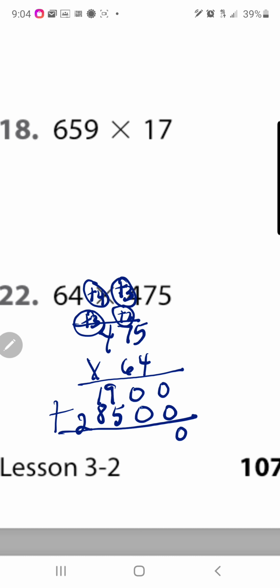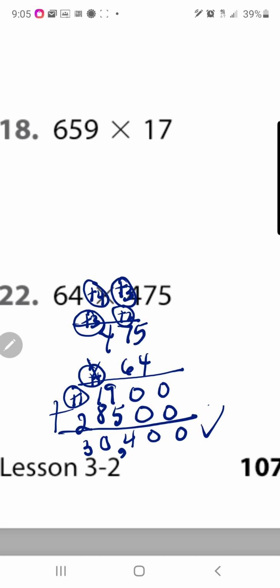0 plus 0 is 0. 0 plus 0 is 0. 9 plus 5 is 14. Carry the 1. 8 plus 1 is 9. Plus 1 more that you carried is 10. Bring down the 0. Carry the 1. And then 2 plus 1 is 3. Put your comma where it belongs. And then your product ends up being 30,400 for that one.